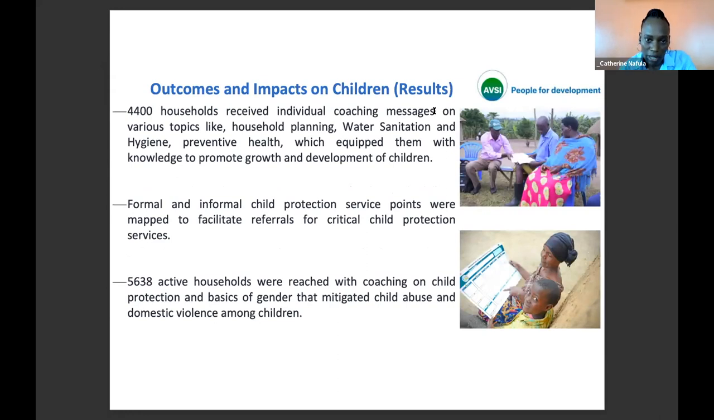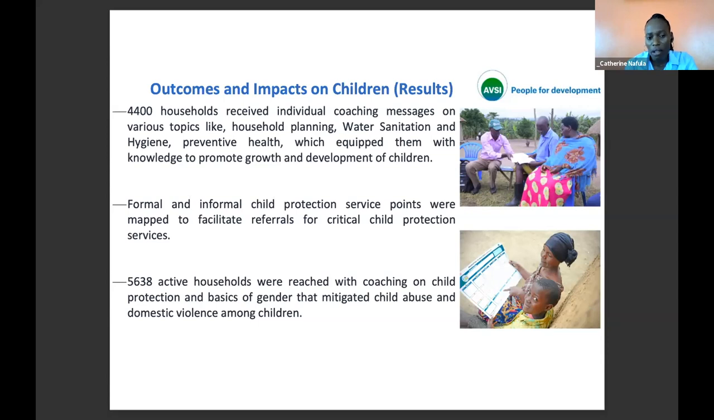These are the outcomes and impacts on the children. 4,400 households received individual coaching messages in various topics: household planning, water, sanitation and hygiene, and preventive health. All these equipped the participants with knowledge to promote the growth of children. The topmost picture you see is a coach or a social worker having a session on video coaching. Then formal and informal child protection services have been mapped to facilitate the referrals for the critical child protection services.